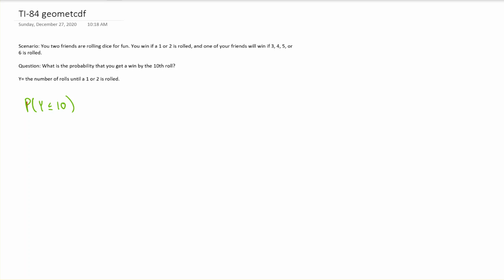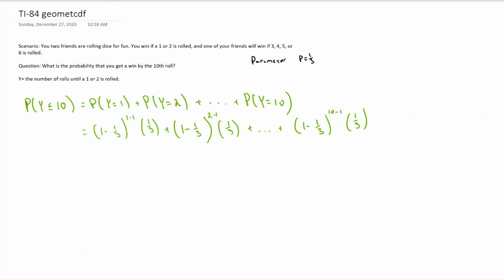So maybe you win on the 1st, 2nd, 3rd, 4th, 5th, 6th, 7th, 8th, 9th, or 10th roll. You could win on any of these rolls. So this is the probability that you win sometime by the 10th roll. You could try to compute this by hand if you want, knowing that our parameter is 1/3. So the probability that you win is 1/3 here. We could use this formula, but it would take a long time to do out by hand. So it's probably not, as far as time-wise, worth the effort.